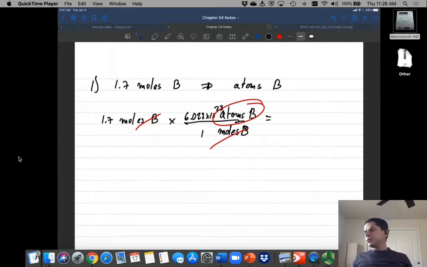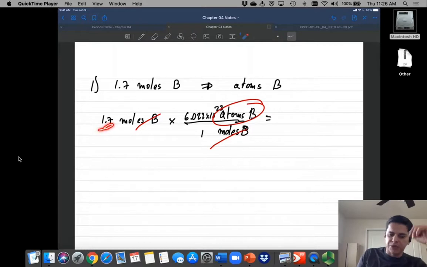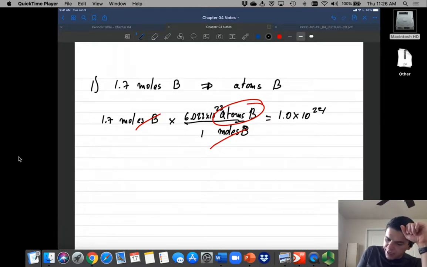And the calculator is going to give you 1.02374 times 10 to the power 24. But how many sig figs do we need? Only 2, okay? So then we make this into 1.0 times 10 to the power of 24 atoms of boron. And it makes sense because it's a little over a mole, so it should be greater than Avogadro's number. Okay, so this is our answer in here.